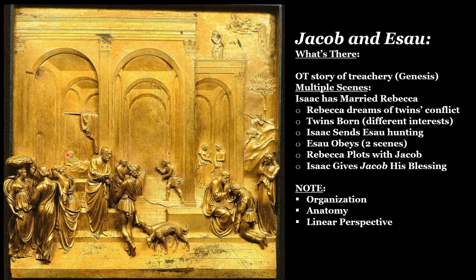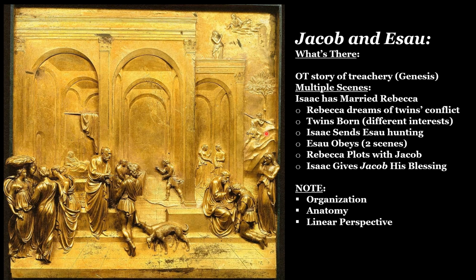Over here in low relief in the background, the twins are born, and they do end up having very different personalities, very different interests. They grow up, and they do show Esau, for example, is the outdoorsman. And so here we see a scene where Isaac is sending Esau out hunting. Here is Esau, and you also see the hunting dogs. Esau obeys, and it's interesting, here he is, same person. This is Esau heading out to go hunting, so he is obeying.